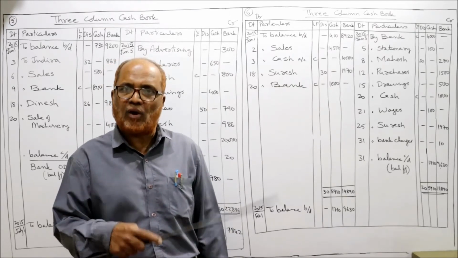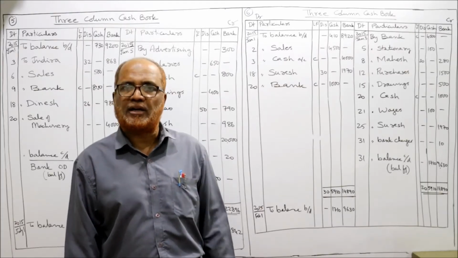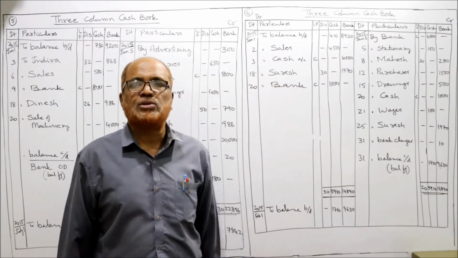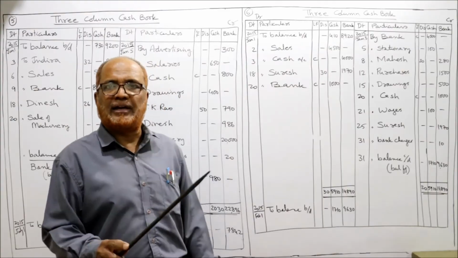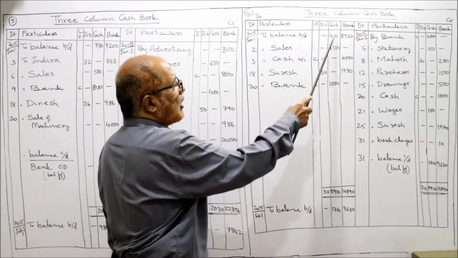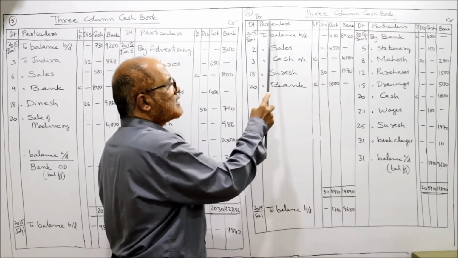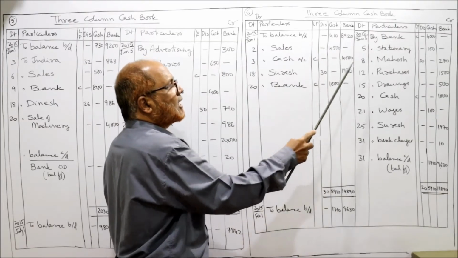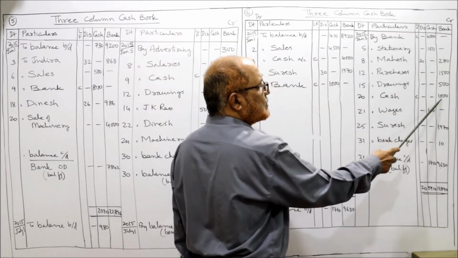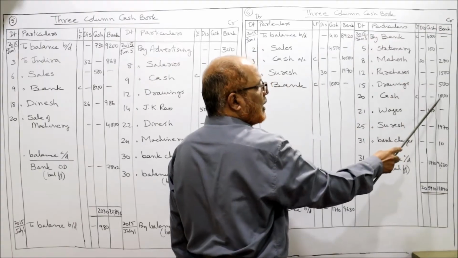Cash withdrawn from bank for office use. Cash account to bank. Amount is 1000, so cash should be debited. So debit side cash column 1000. Credit side bank column 1000.